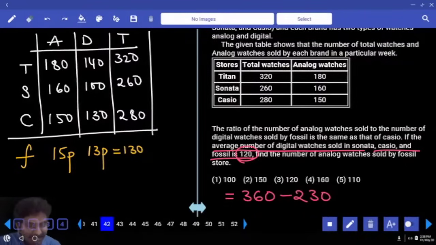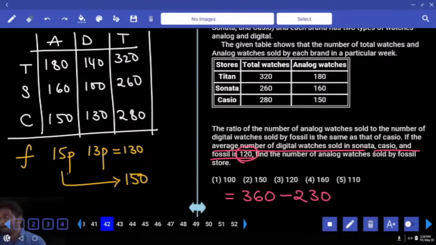Now the question is, find the number of analog watches sold by the Fossil store. That means 15 parts we have to calculate. If 13 parts is 130, 15 parts becomes 150.